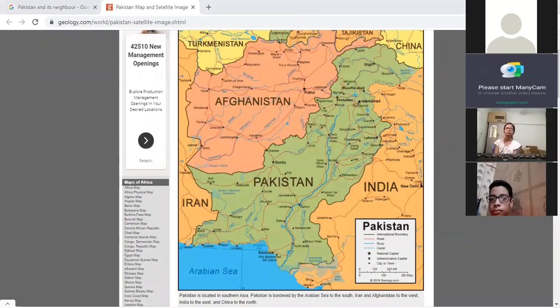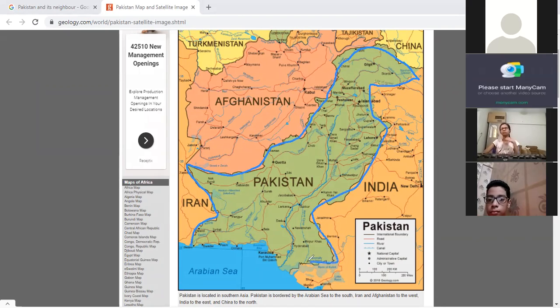This entire boundary is where we have Pakistan. This green area is all Pakistan, right? So this is all our country. Then we have the neighbors. When we come to the neighboring countries of Pakistan, how many of you are aware of the neighbors of Pakistan? Can someone give me the responses of the neighboring countries of Pakistan?